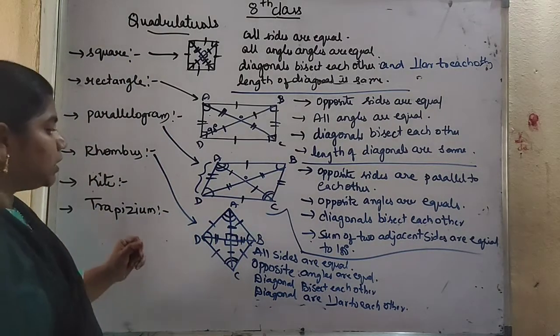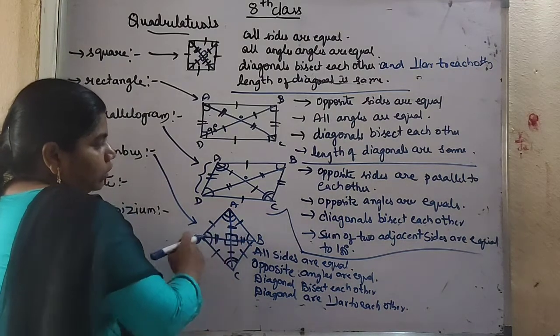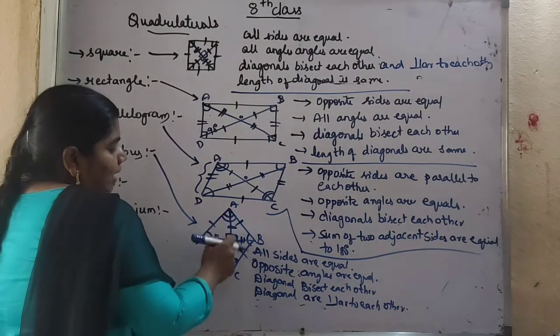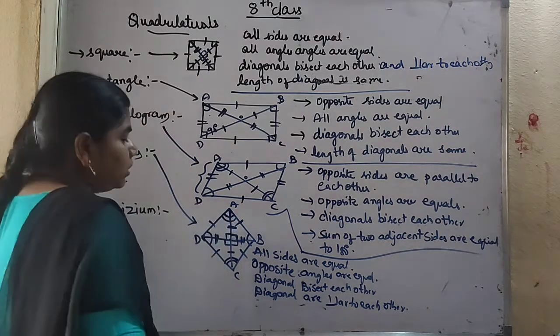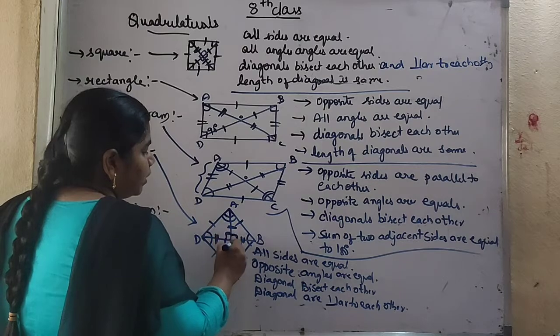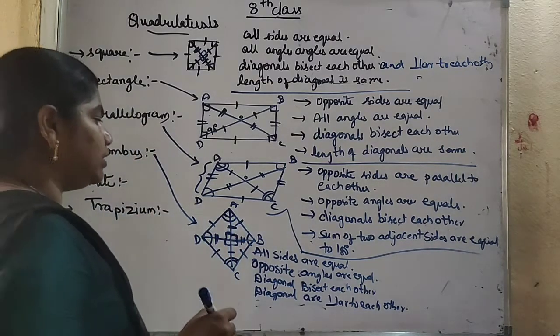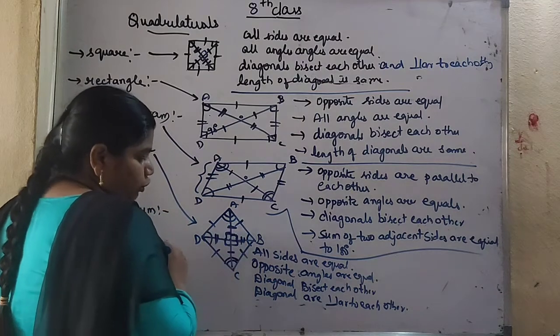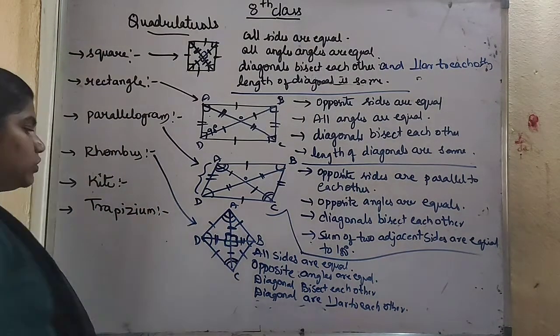Next is rhombus. If you take the rhombus here, all the sides will be equal, opposite angles will be equal, and the diagonals bisect each other, and they are also perpendicular to each other. Perpendicular means forming 90 degrees. These are the properties of rhombus.